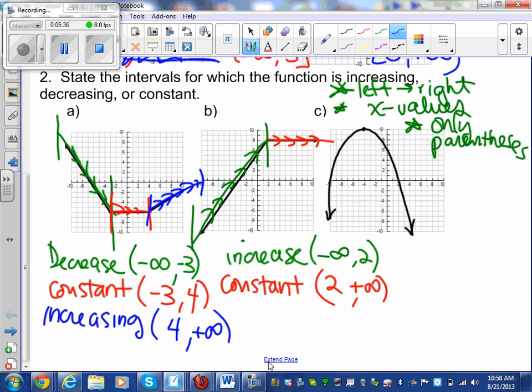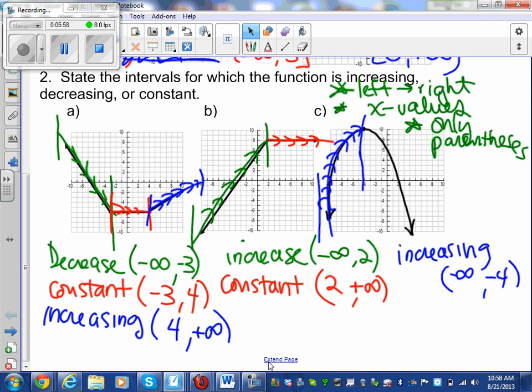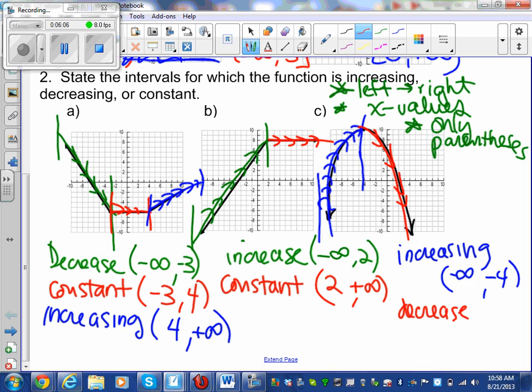Finally, part C, again starting at the left and moving across the graph. You see there this is increasing. The interval would be negative infinity to negative 4. And then it switches. If we continue to the right, it's decreasing from the negative 4 to positive infinity.